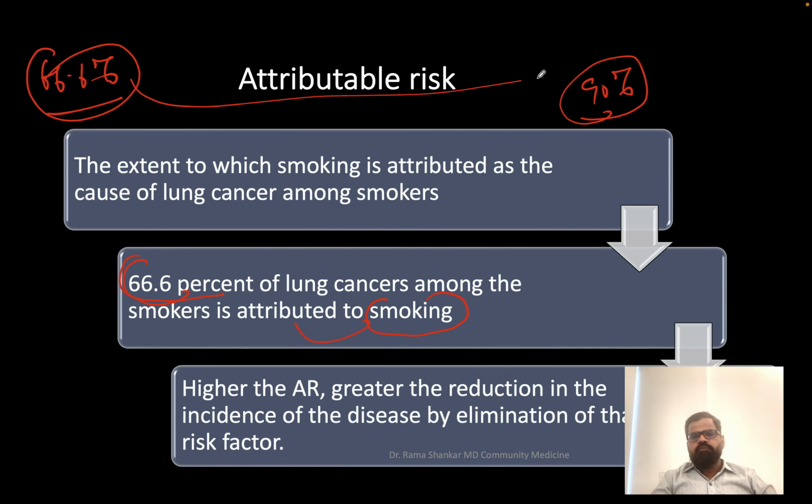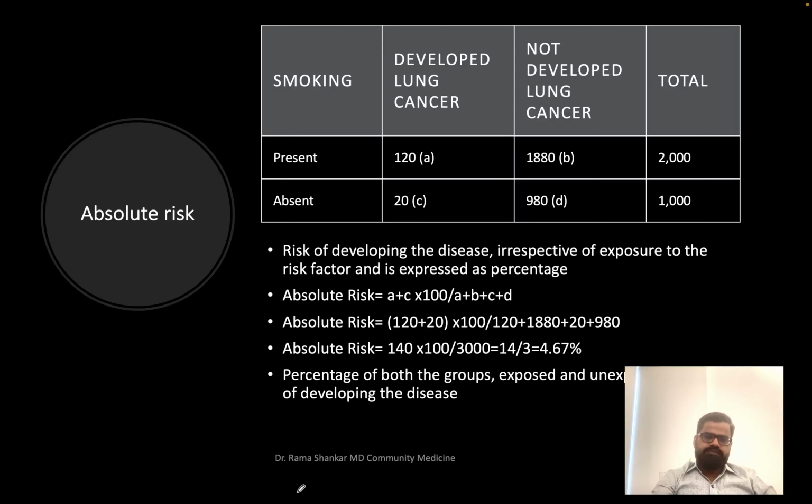Suppose this number would have been 90%. What would I have interpreted? If I remove smoking as a risk factor, I will reduce lung cancer by 90%. So the higher the attributable risk, the greater is the possibility of eliminating the disease by eliminating the risk factors. Okay, so this is attributable risk.